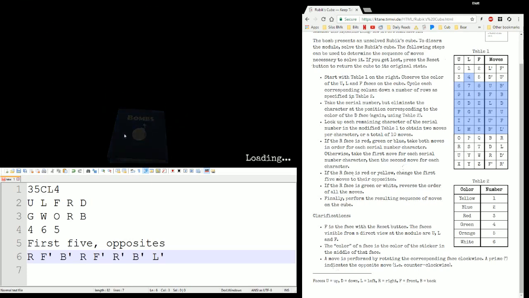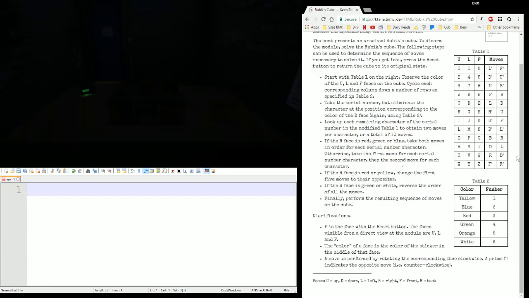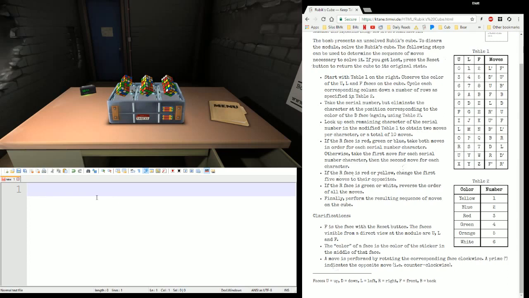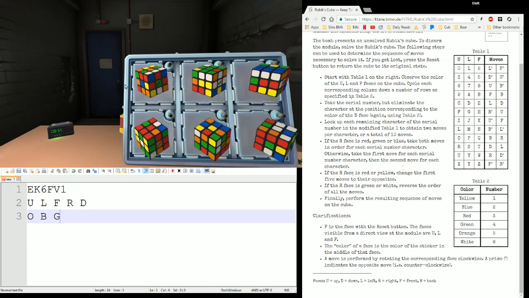Alright, so let's retry. We'll do one more together, and then I'll give you one to do on your own. We will get the serial number first this time. Oh, it's right there too. Echo Kilo 6, Foxtrot Victor 1, EK6FV1. And we'll do the one up in the top left corner again. Again, you don't have to write these down, but I like to as I'm learning it, as I'm getting better at it. My sides are orange, blue, green, yellow, red.